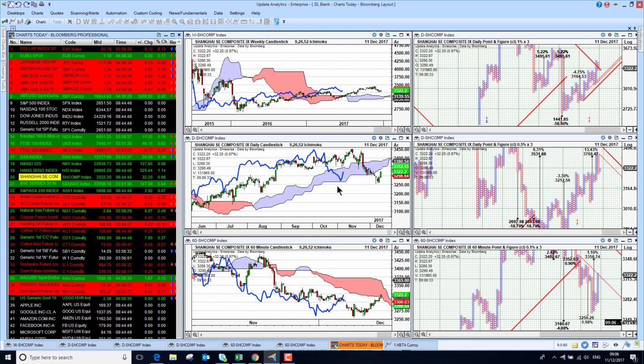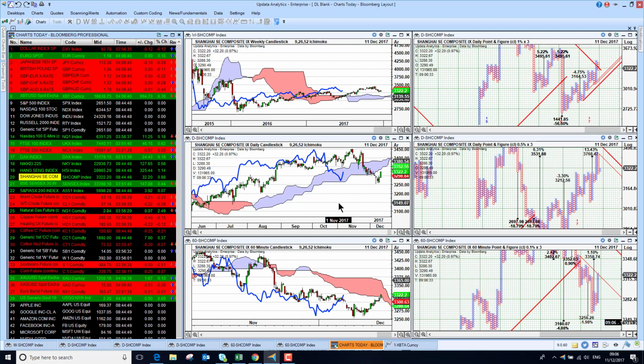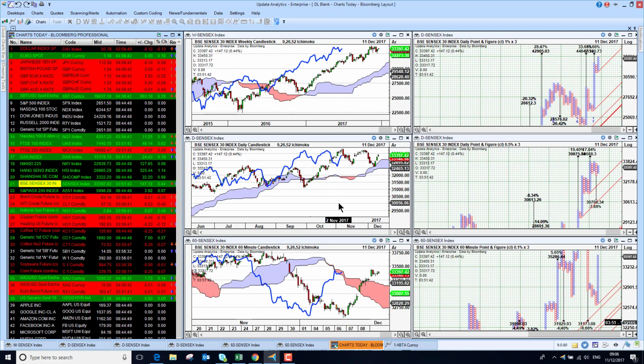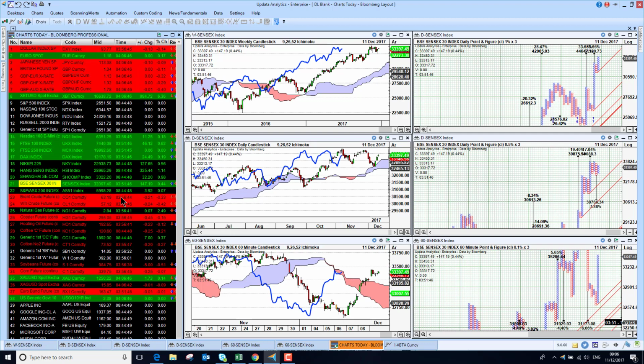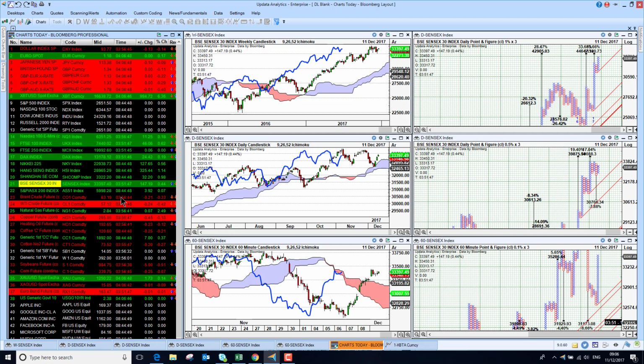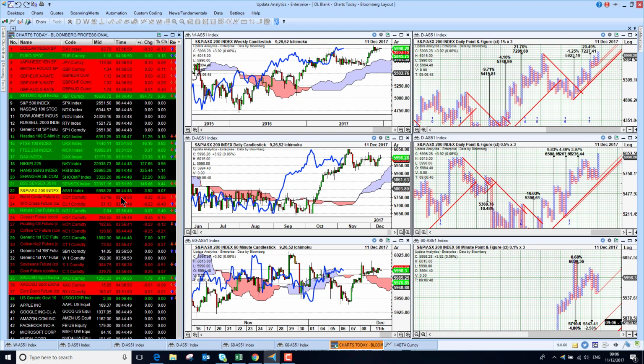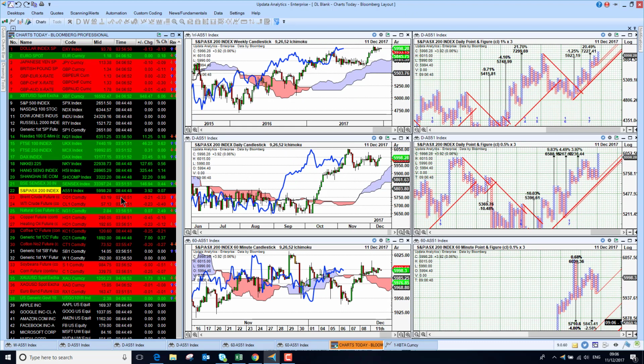A little bounce here on the lagging line on the cloud, so maybe we're seeing just a little recovery there. And the Sensex, the Indian market, just coming through to return to short-term bullish. And if we look at the Australian index, also looking a bit stronger, back above the cloud there as well.